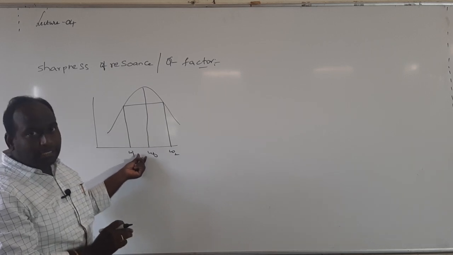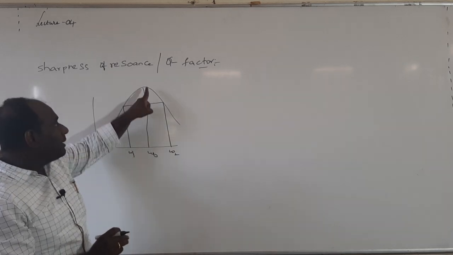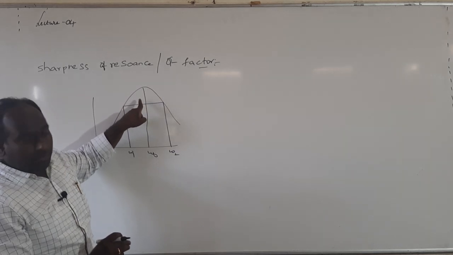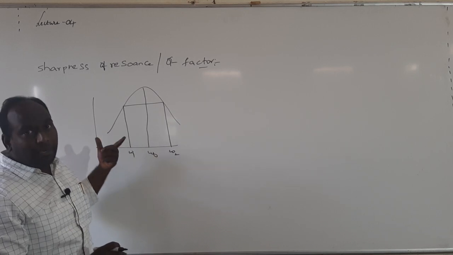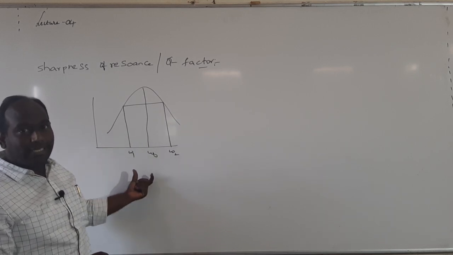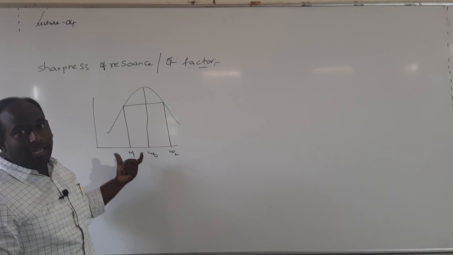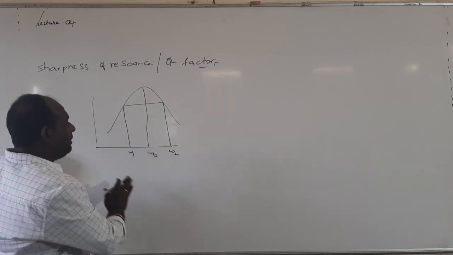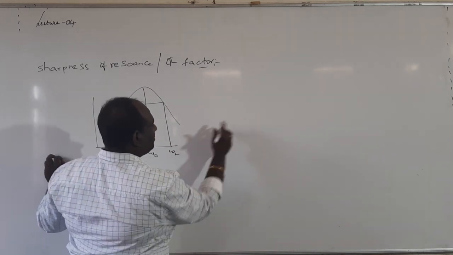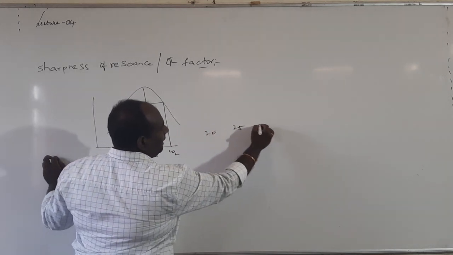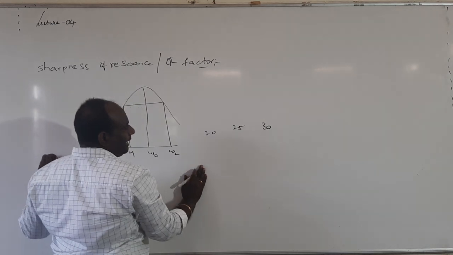If you keep on increasing the current, at a particular value we can get the maximum current, and at that current the power drop is maximum, so we can get better signal strength. To get better signal strength, we are using quality factor and sharpness of resonance. This is mainly used in radio stations. So we are using, assume, 20 Hz, 25 Hz, 30 Hz. So this is a radio station.